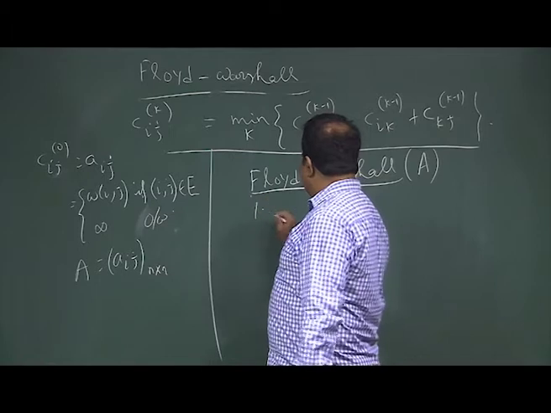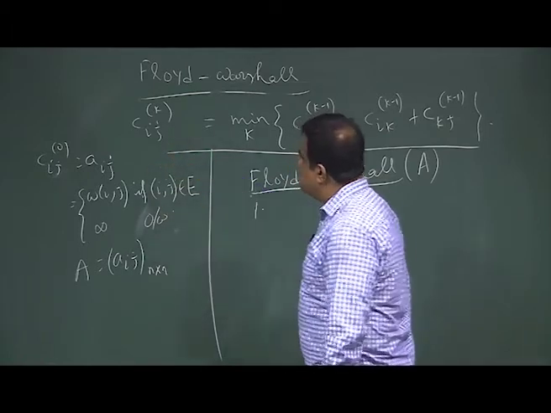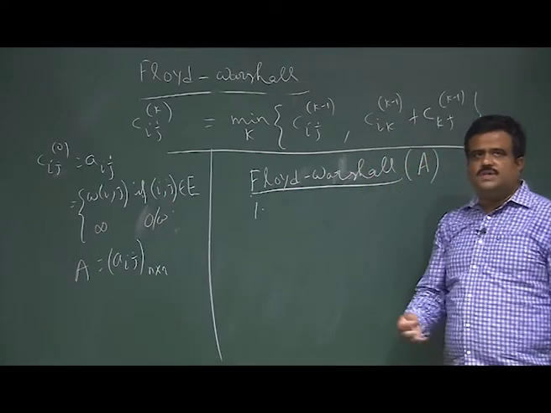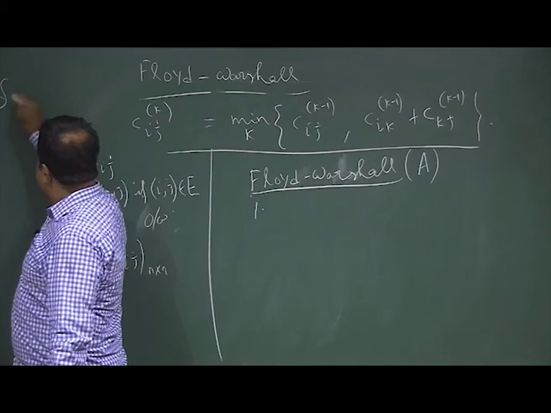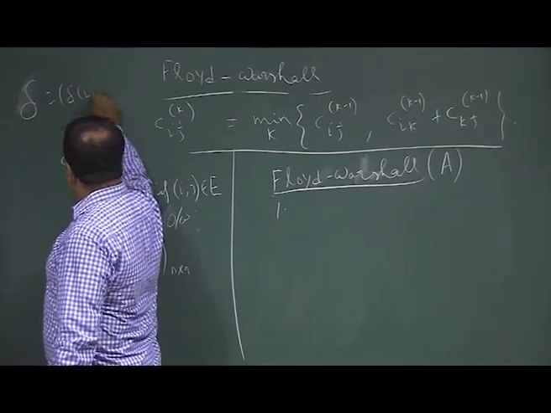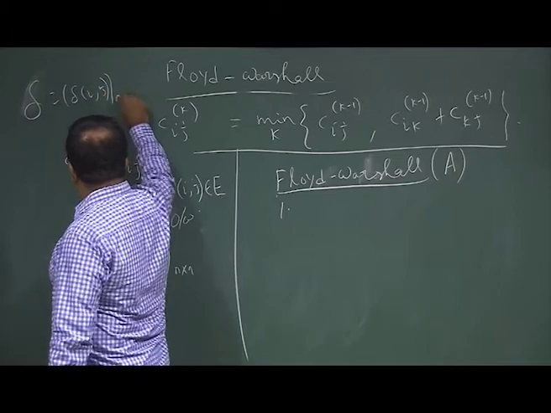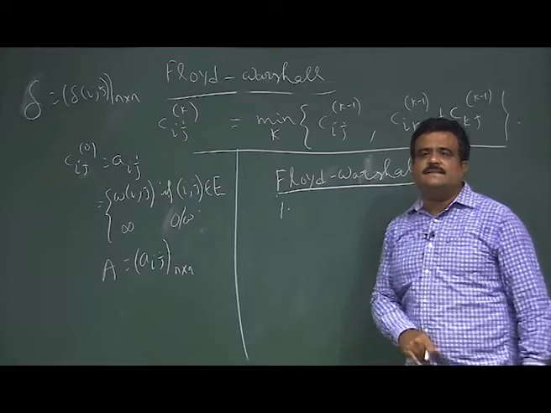So, basically we initialize by C, if we denote this C matrix. What is the advantage of getting C? If we know C, because we are looking for delta. So, the delta matrix is basically delta ij. We are looking for delta. What is the relationship between delta and C?